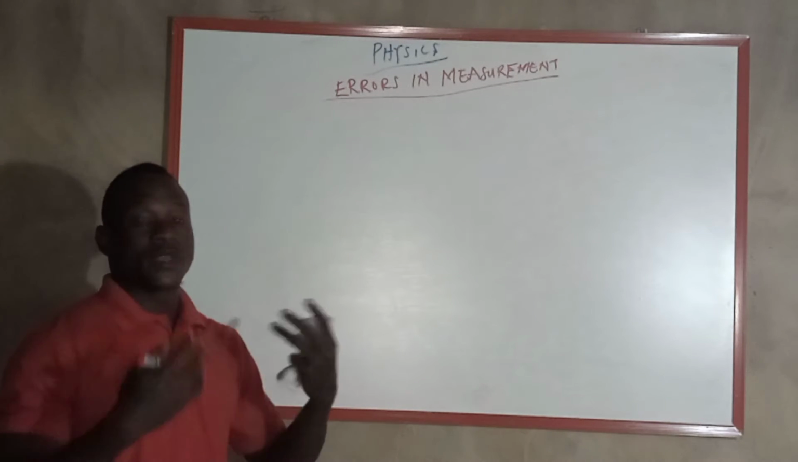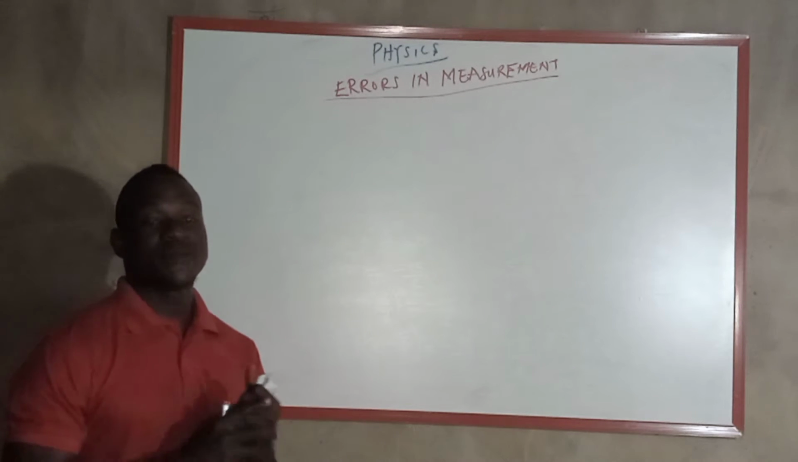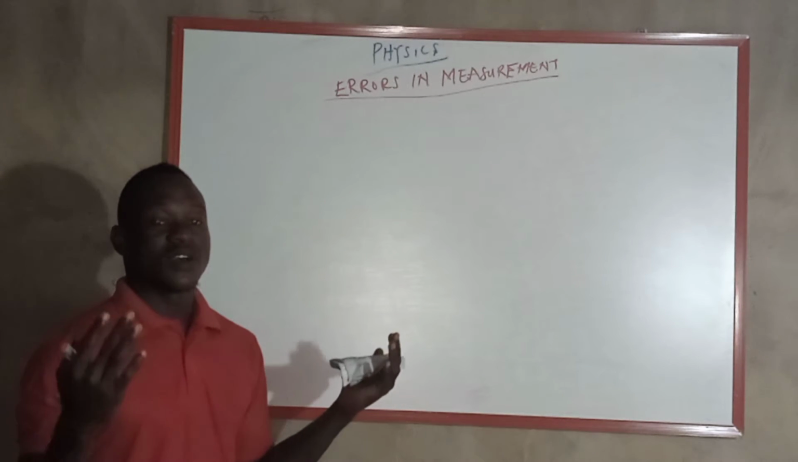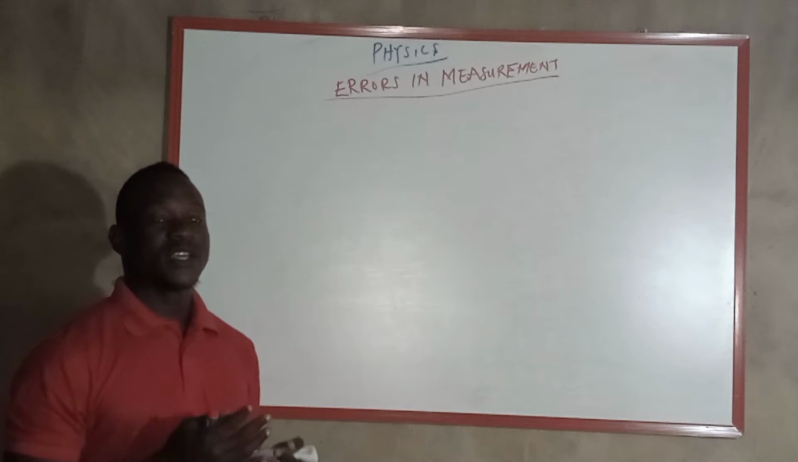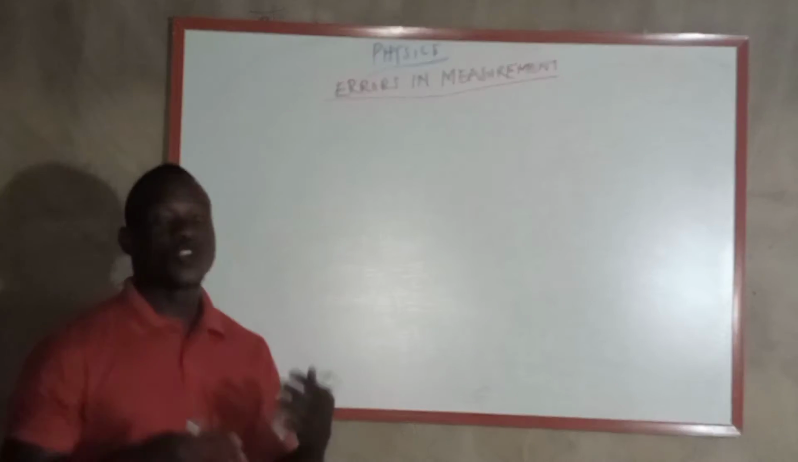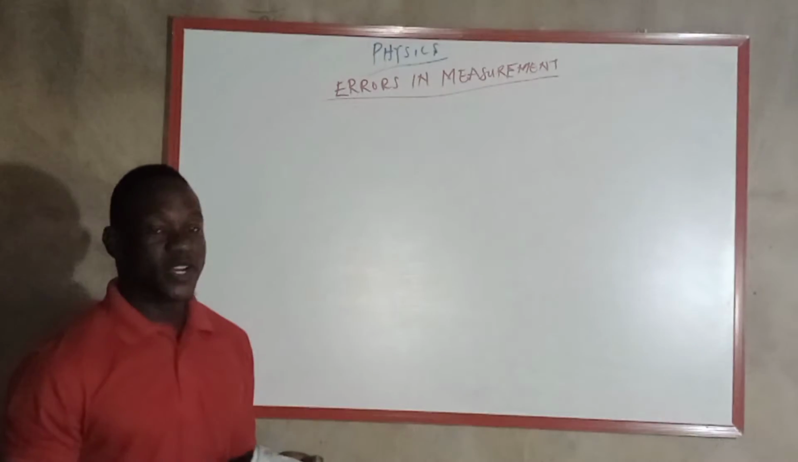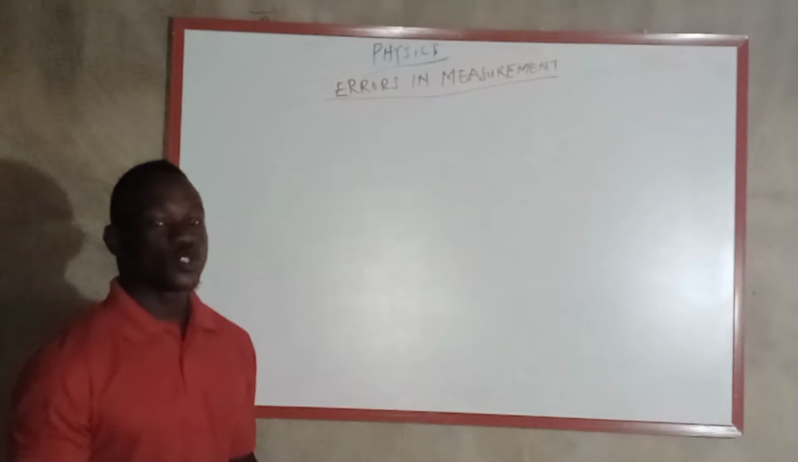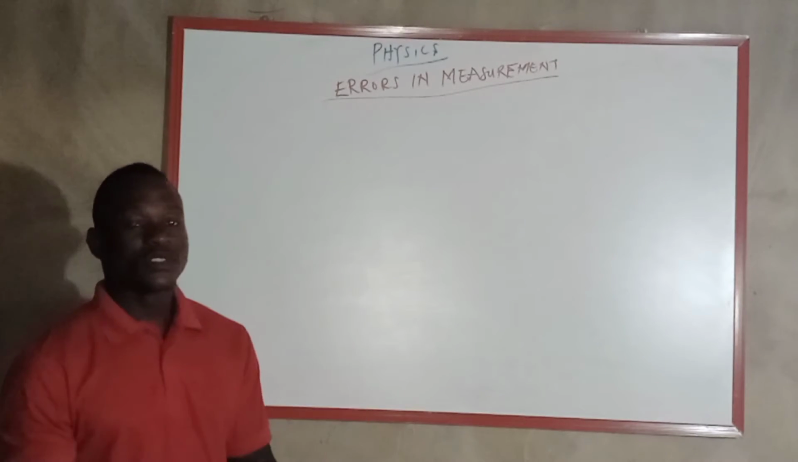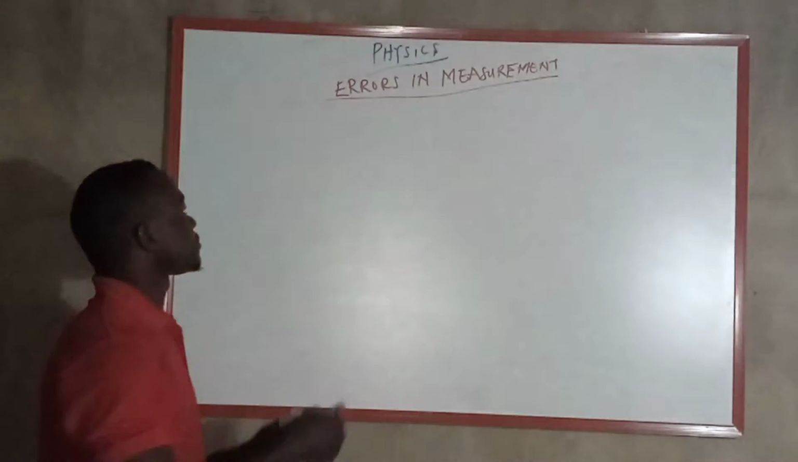Okay, so errors in measurement. All researchers, all experiments, and all lab works actually have a bit of error in each of them. There's always a bit of error in each of them. The error may come from the instrument or from the person carrying out the experiment. Now, that leads us to the two types of error, which is one, the systematic error, and two, the random error.